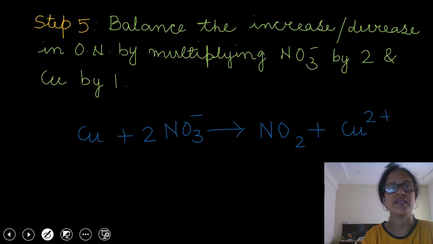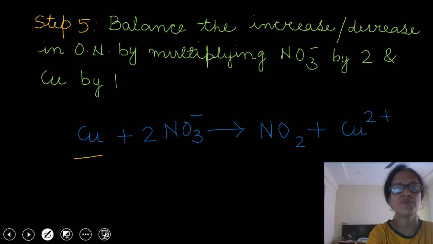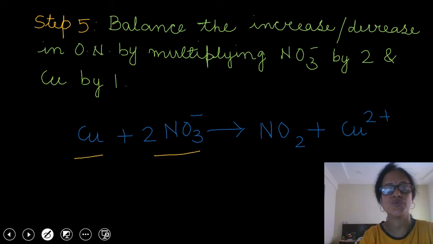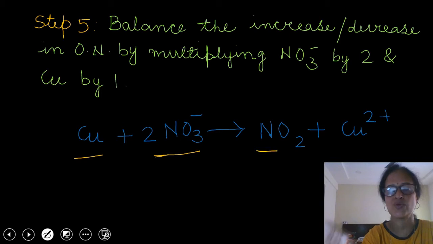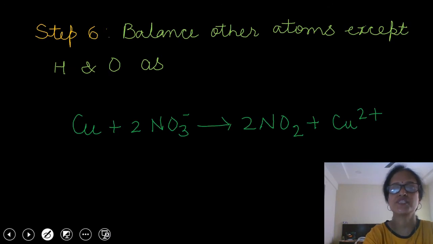So which is shown in the next slide. You can see here copper we have multiplied with 1 and nitrate ion we are multiplying with 2. Then the next step is to balance all other atoms except hydrogen and oxygen. Copper is already balanced, but in the reactant side we have 2 nitrogen and product side we have only 1 nitrogen. The next step we will balance nitrogen in the product side by multiplying NO2 with 2. So which is done here.